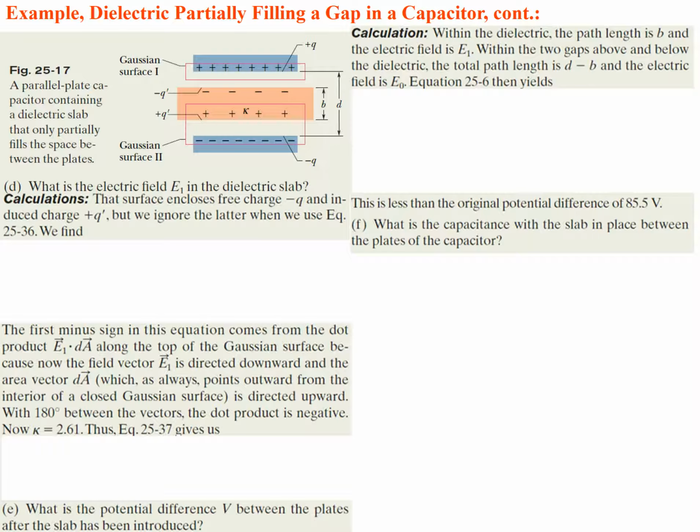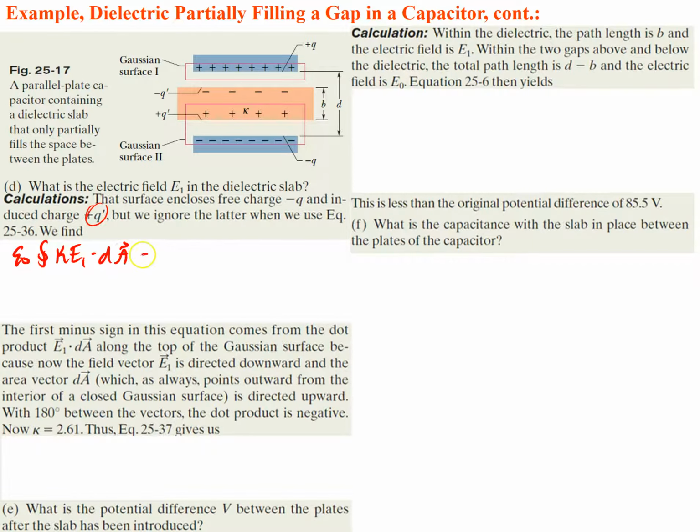The surface encloses the free charge negative Q and the induced charge positive Q prime. But we can ignore the latter because when we use the equation, we're going to use the kappa to worry about whatever the induced charge is. All right, so we don't have to worry about it necessarily. So we're going to go ahead and plug in epsilon naught is equal to the integral of kappa E1 this time dot dA. And that's just going to be equal to negative kappa E1 times the area, which is equal to negative Q.